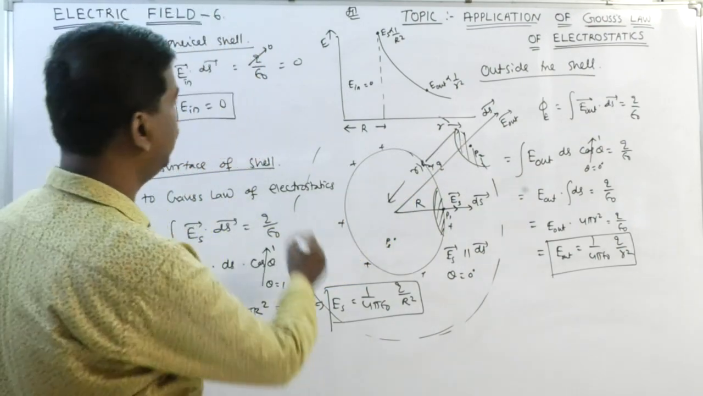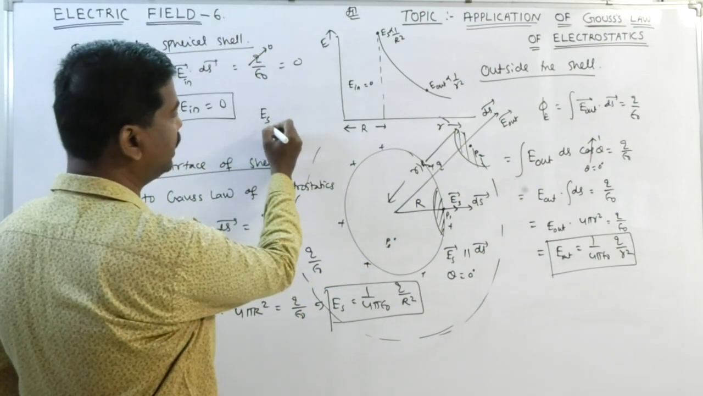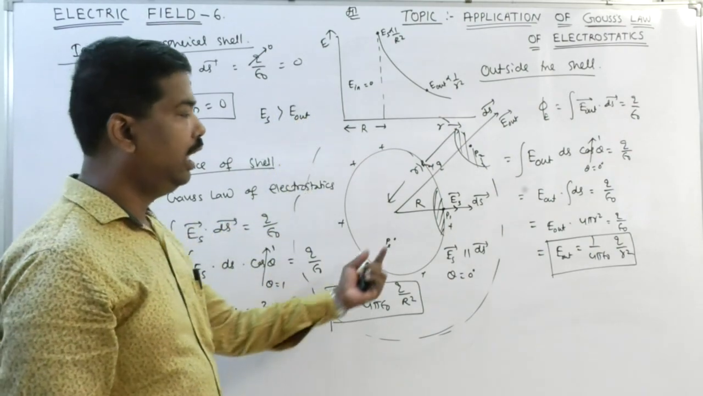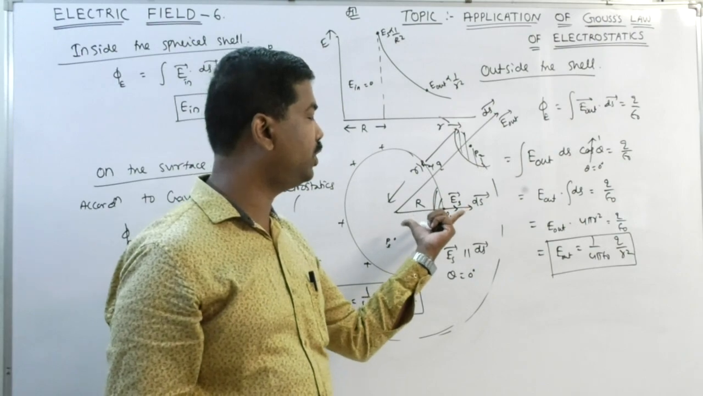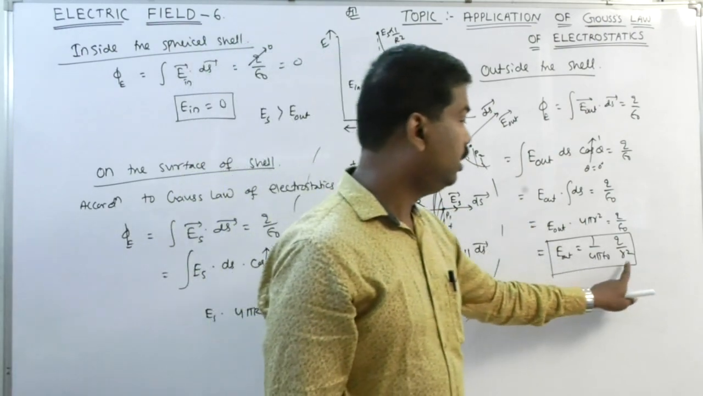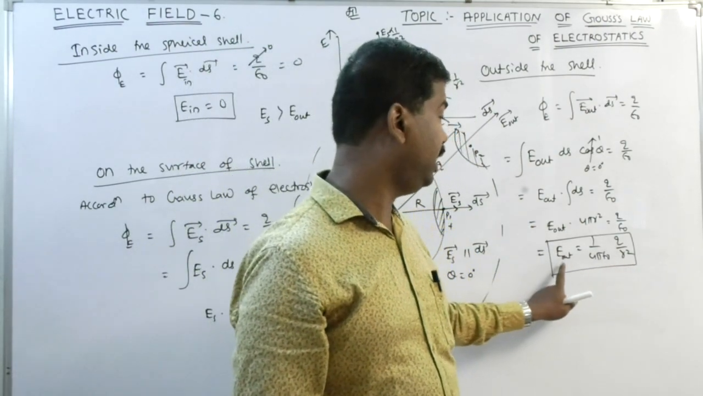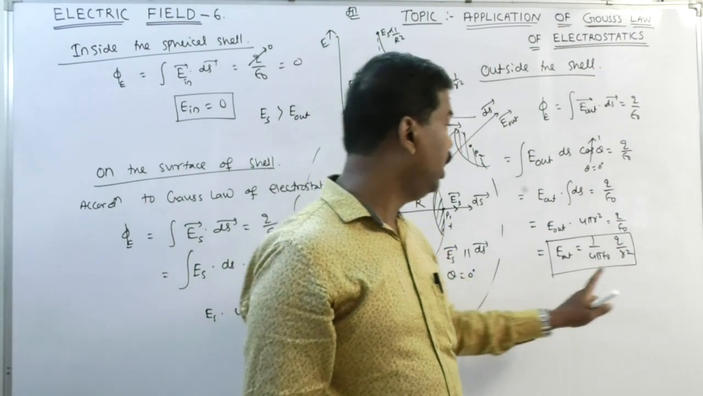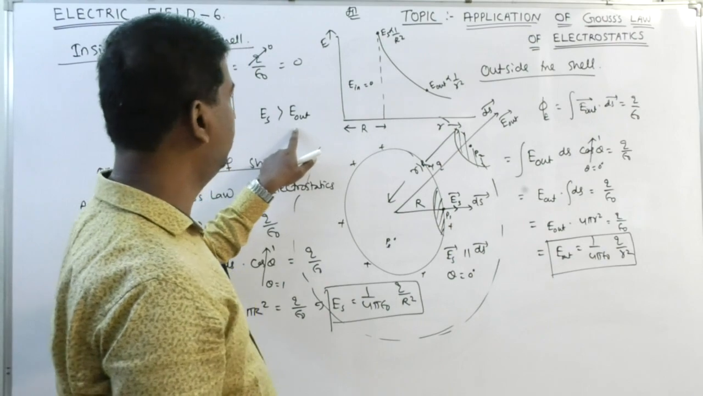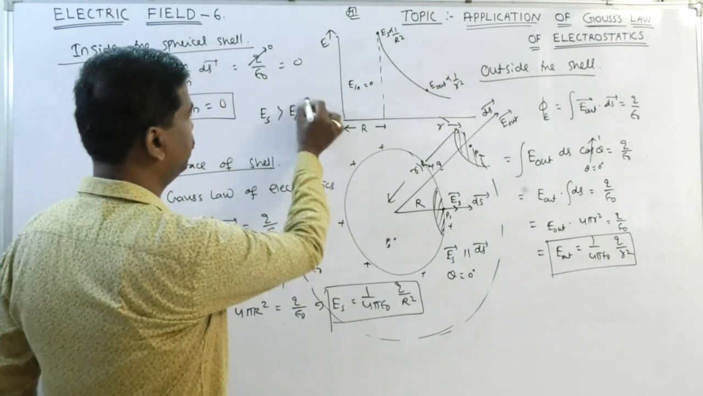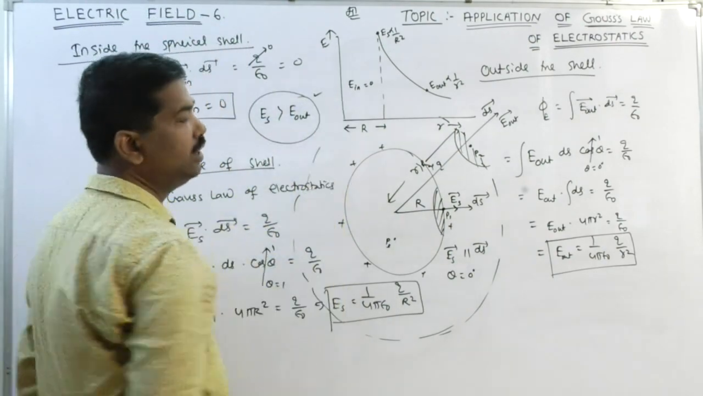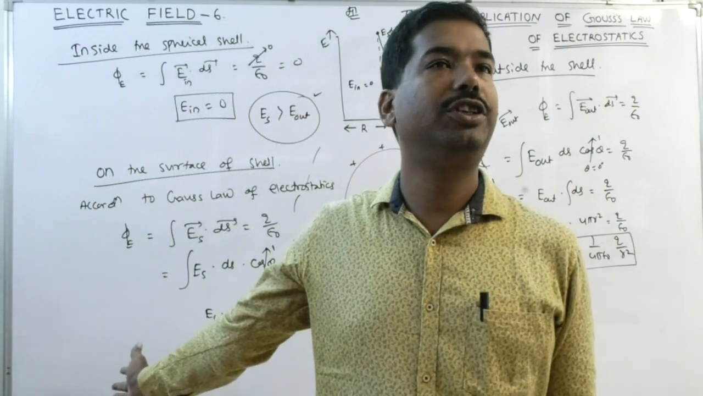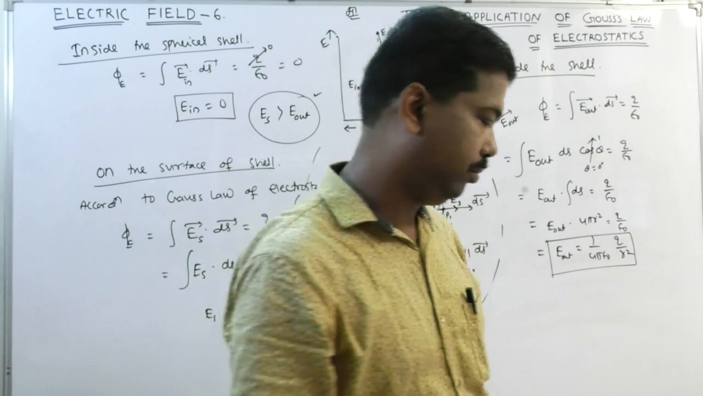Listen to me. Here, the electric field at the surface is maximum and outside is minimum, because as the distance of the observation point gradually increases, small r increases and the electric field gradually decreases. Clear? So outside it decreases. This is an important long question, which comes as a 5-mark question in CBSE exams.